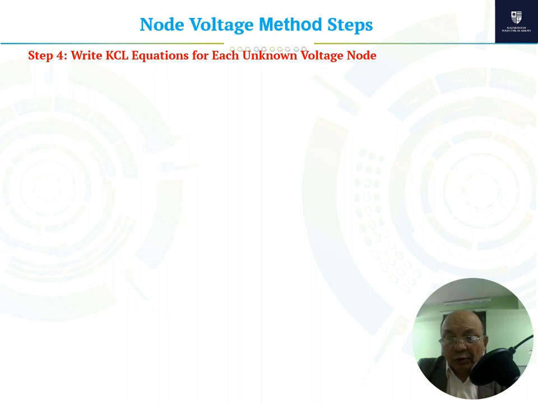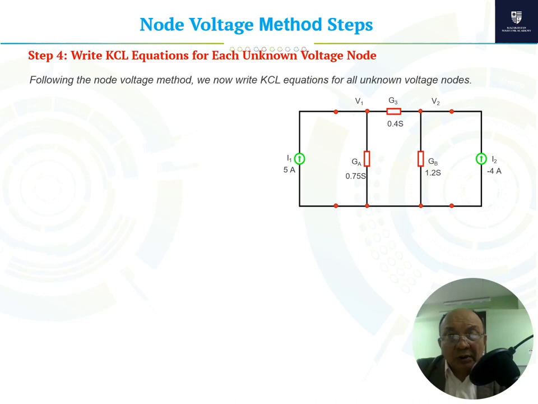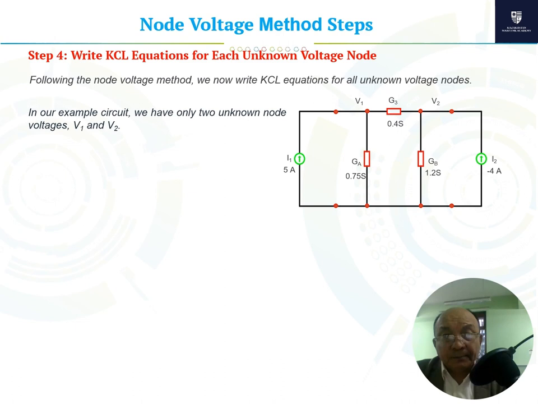So we have to write the Kirchhoff current law (KCL) equation for each unknown voltage node. Following the node voltage method, now we can write the KCL equation for all unknown voltage nodes. So remember, we have node one and node two. We have to write down our KCL equations.